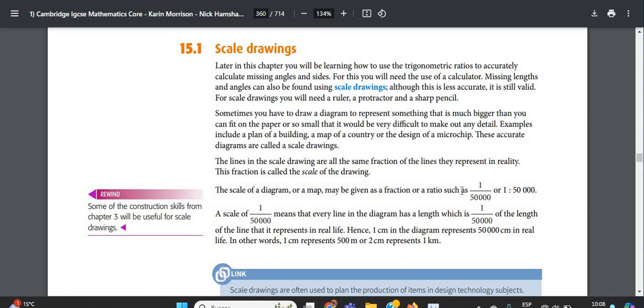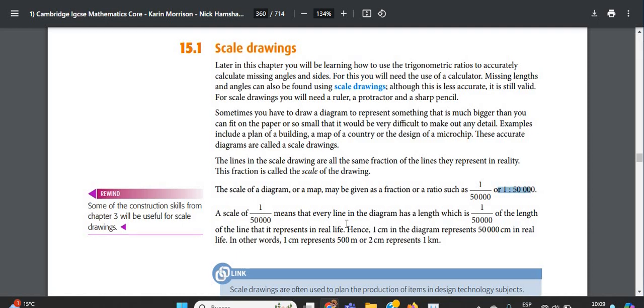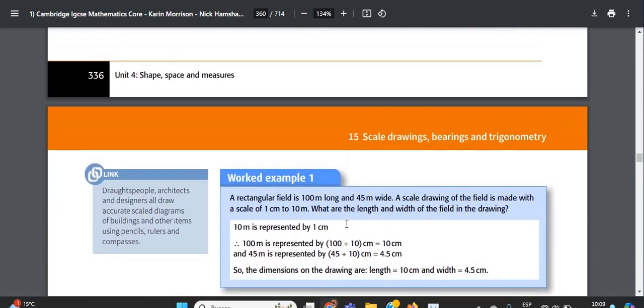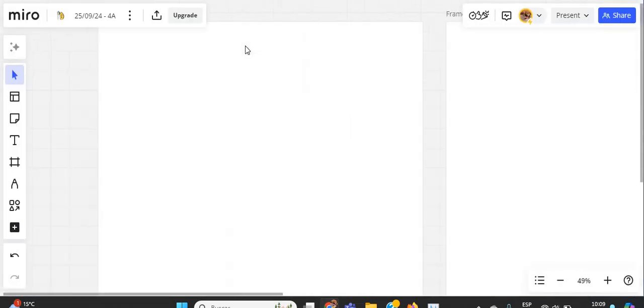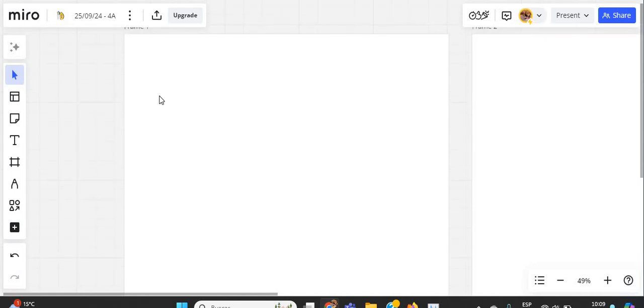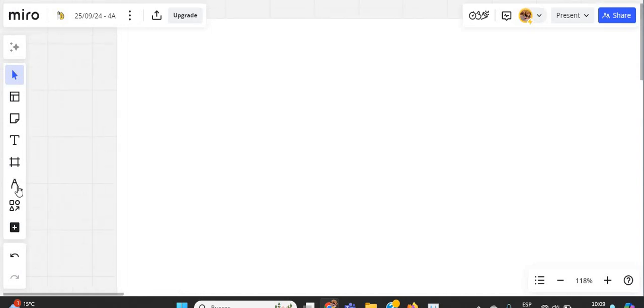So how is the ratio given? The scale is given as a ratio, for example, 1 to 50,000. Let's do an example. Sometimes they give you the ratio in this form, for example, 1 centimeter to 50 kilometers. This is a ratio. This means that 1 centimeter in the map represents 50 kilometers in real life.